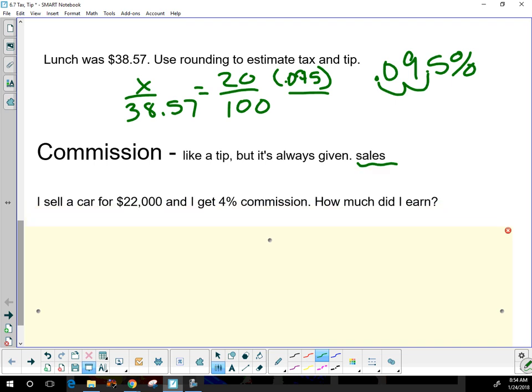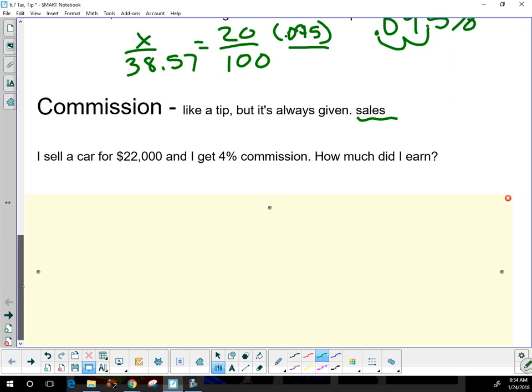So let's take a look. If I'm a car salesman and I sell a car for $22,000, let's say I get 4% commission. How much should I earn just by selling that one car? So why don't you use one of the techniques you like? Again, commission is just like a tip, so it's always in percent form. How much should I earn? Pause the video and find out.